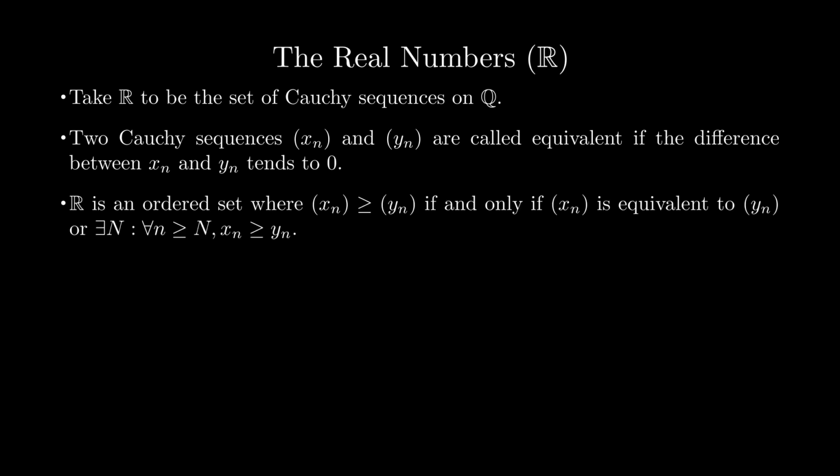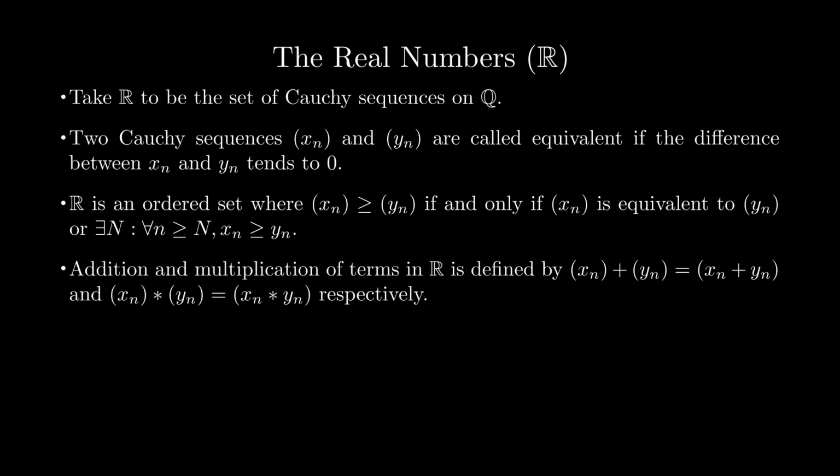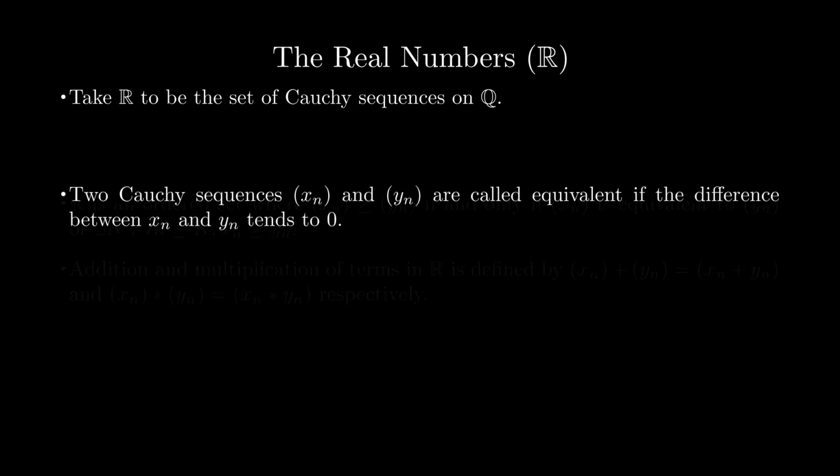R has an order to it. One element is greater than or equal to another element if and only if they are equivalent, or, after some index, each element of one sequence is greater than the corresponding element in the other. And addition and multiplication of real numbers yields a new real number, where each term in the sequence is the sum or product of the elements of the sequences of the reals being added or multiplied.